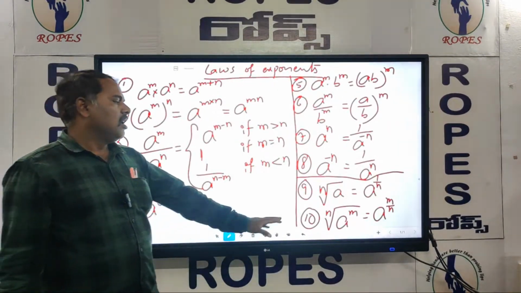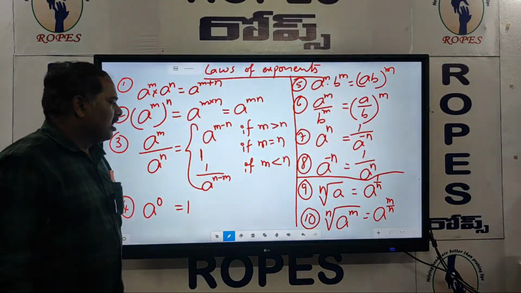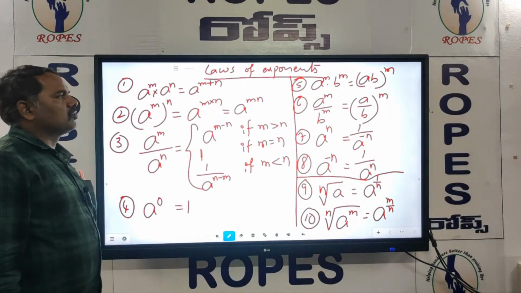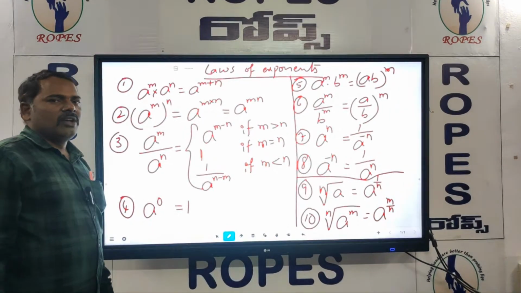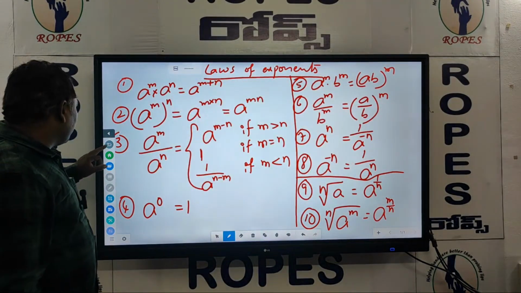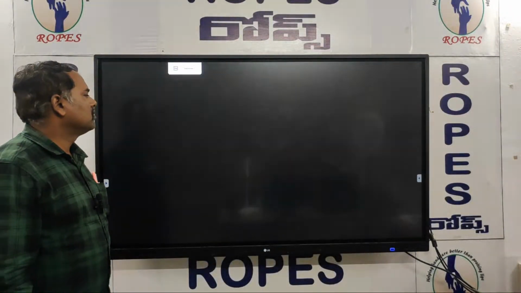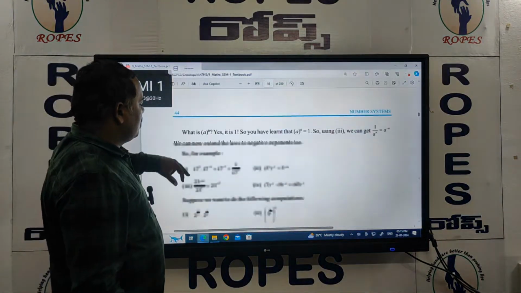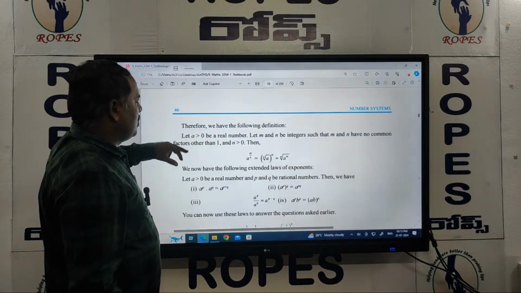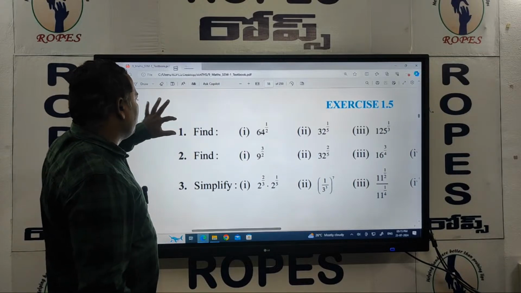It is more than the 9th class level. These laws of exponents are very, very important to solve exercise 1.5. Right. Now we'll go to exercise 1.5. Now this is exercise 1.5.